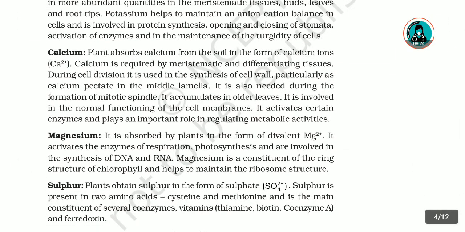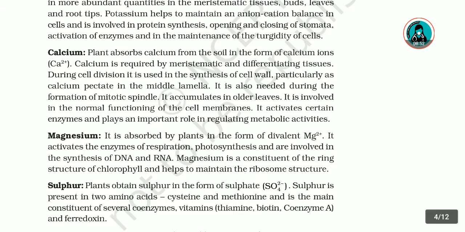Calcium. Plants absorb calcium from the soil in the form of calcium ions Ca2+. Calcium is required by meristematic and differentiating tissues. During cell division, it is used in the synthesis of cell wall, particularly as calcium pectate in the middle lamella. It is also needed during the formation of mitotic spindle. It accumulates in older leaves. It is involved in the normal functioning of cell membrane. It activates certain enzymes and plays an important role in regulating metabolic activities.